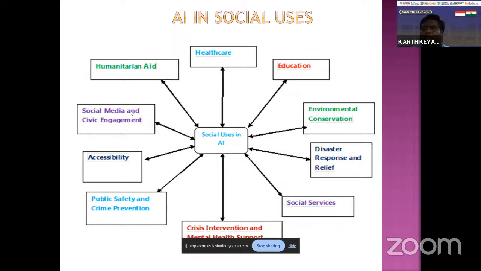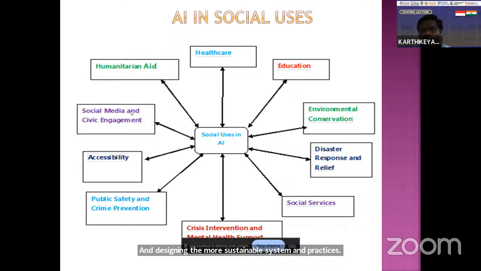And next, social uses for education. In education, AI can personalize the learning experience for students, automate administrative tasks for teachers, provide tutoring and support, and even create adaptive learning platforms tailored to individual learning styles. And the third social use is environmental conservation. In environmental conservation, AI can aid in monitoring and managing natural resources, predicting climate change impacts, analyzing environmental data, and designing more sustainable systems and practices.